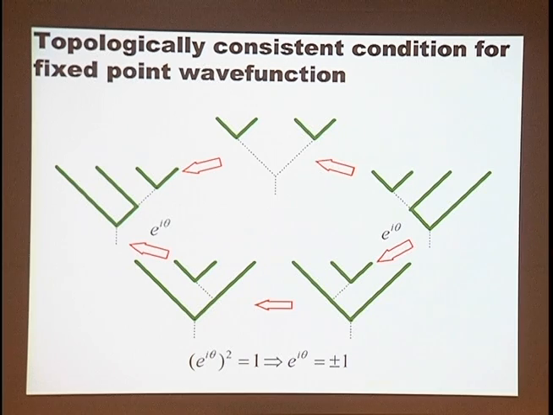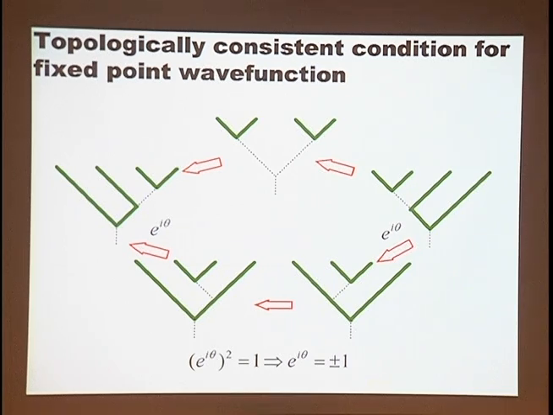Then I find the constraint that (e^{iθ})² must equal +1, which implies e^{iθ} equals ±1. So this rule already indicates there are only two possible phases, either +1 or -1. Then it looks like this might be something interesting. Okay, to make this conjecture rigorous, I need to do something more.